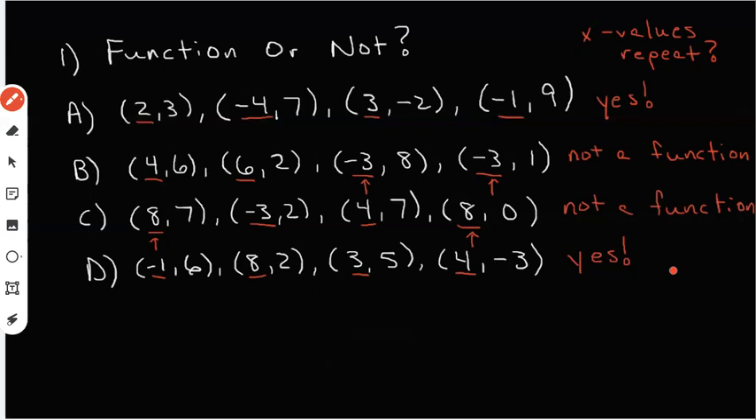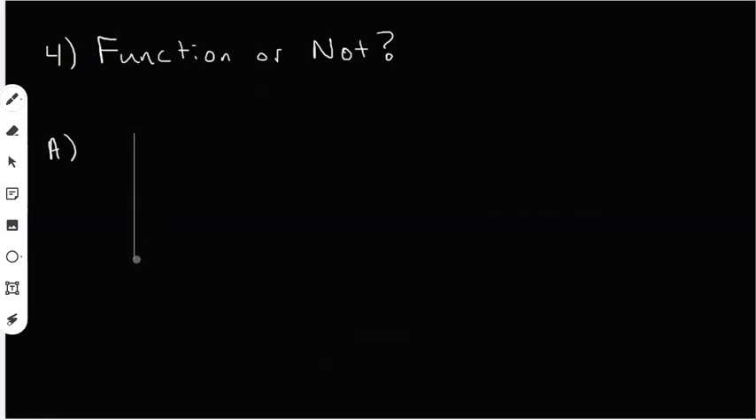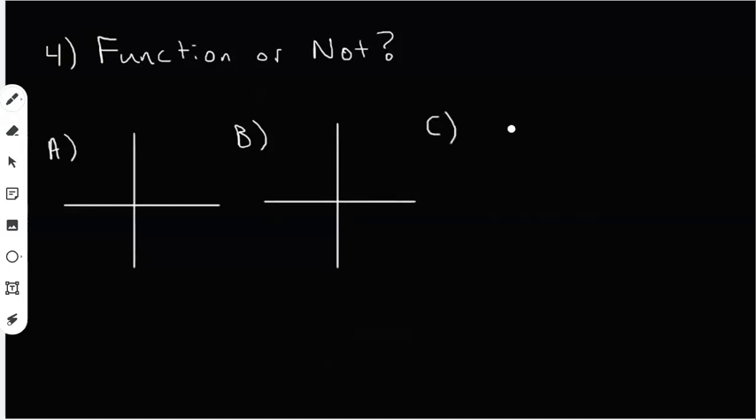Okay, so let's look at number 4. For number four, it says function or not. And I think it actually asks which one is not a function. So we'll be looking at that today. We're going to have four answer choices, and they're all going to be graphs. Let's draw all four answer choices.